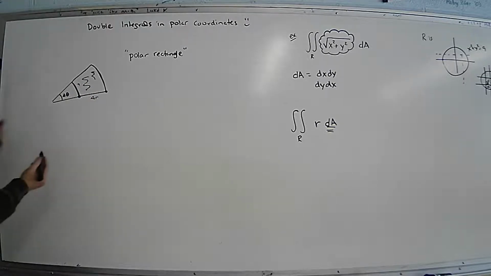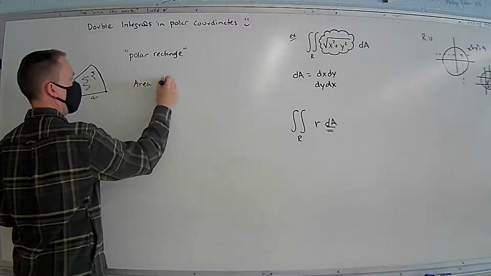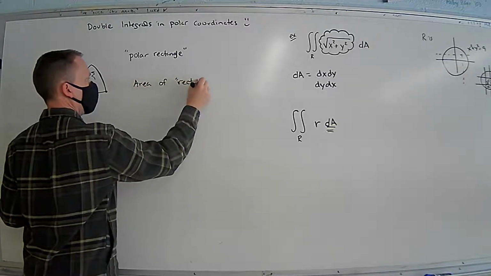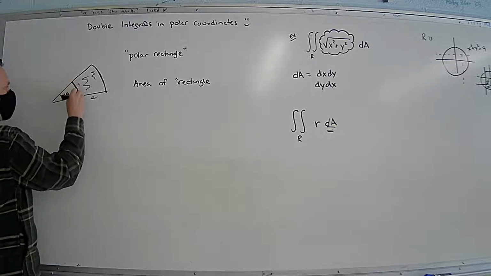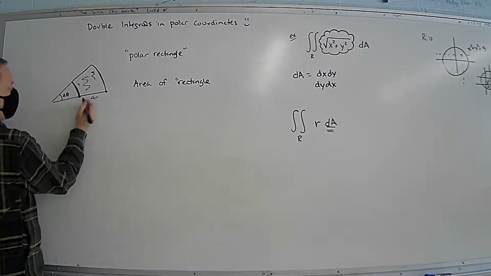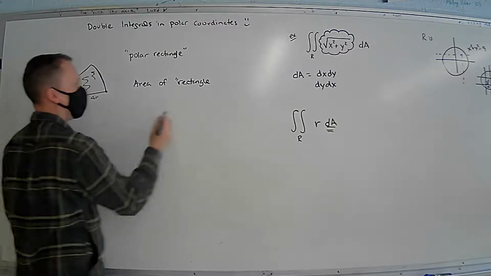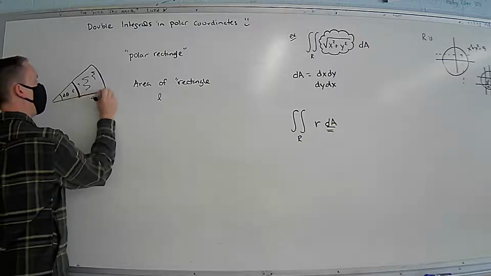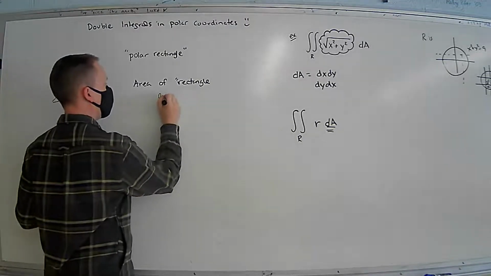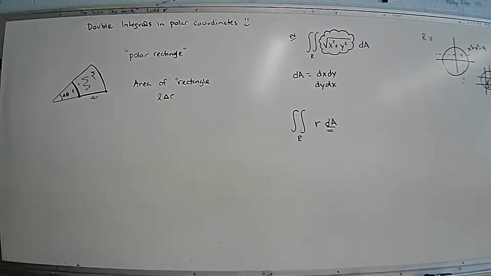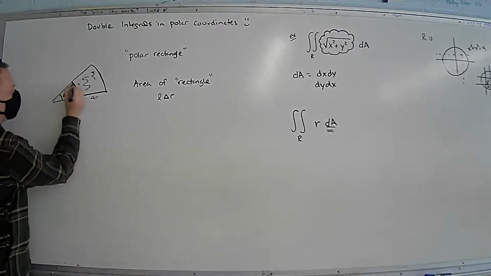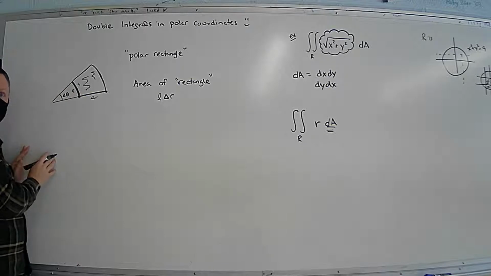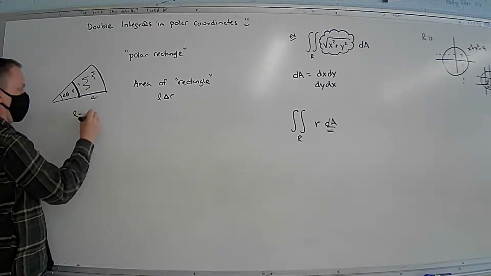So we could say that the area of this rectangle is this length right here, which for right now I'm just going to call L, times this length right here, which I've already called delta R. But what is L exactly? Well, L is actually an arc length.